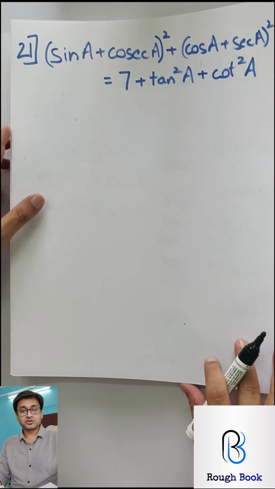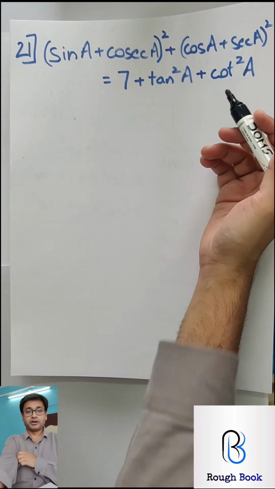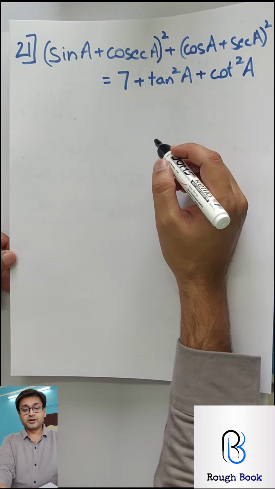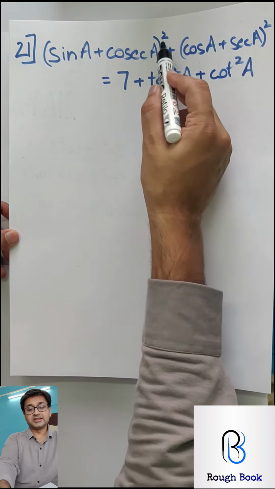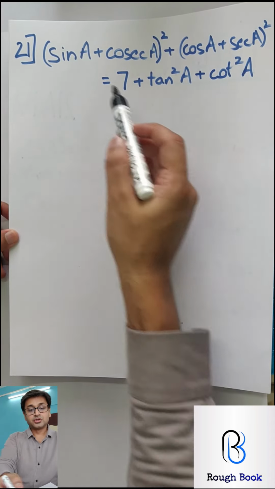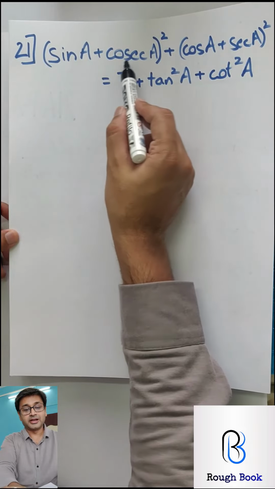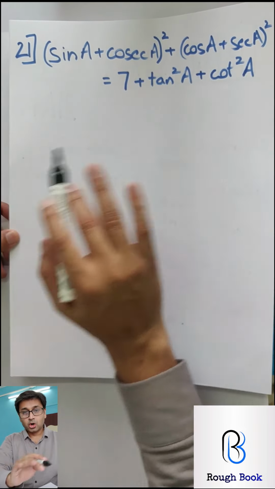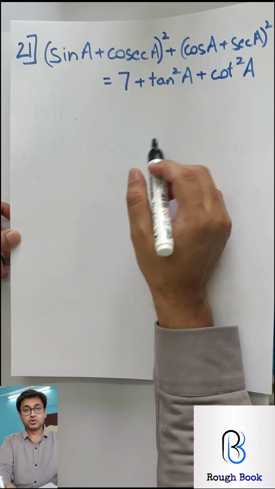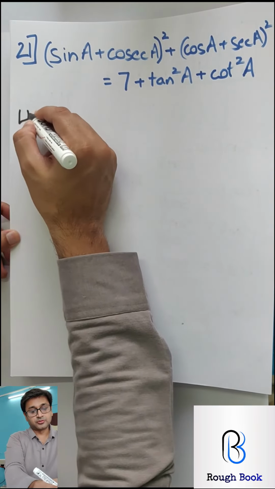So let's begin with the first one, sum number 21. Come on, everyone pause the video, try on your own. Obviously take the LHS, and then there are squares. Alright, so first open this using the formula a plus b the whole square. Open it, and then in the end use the square ratios. Okay, so let's work it out.